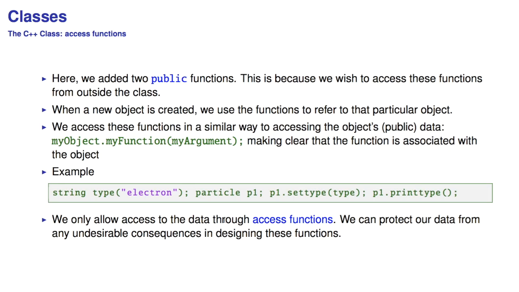Now, the best way to access the data is through access functions. For example, p1.printType is an in-between. It's almost an access function. We can protect our data from any undesirable consequences by designing these access functions to suit our data and the way we want to manipulate our data. So you can do some quite smart things this way.